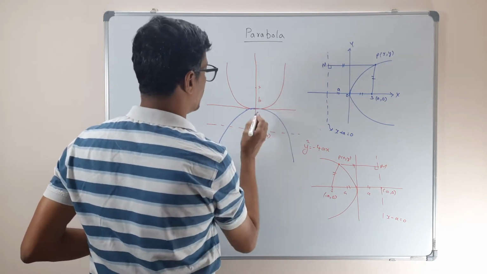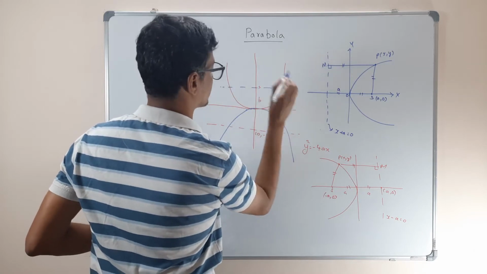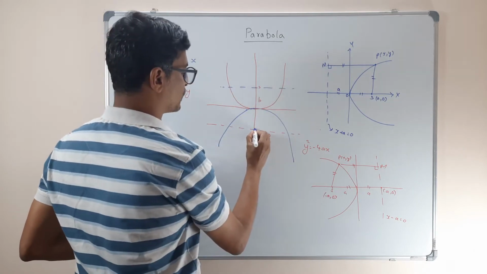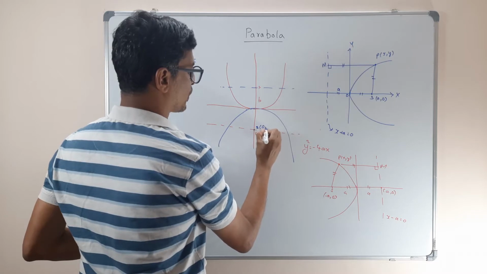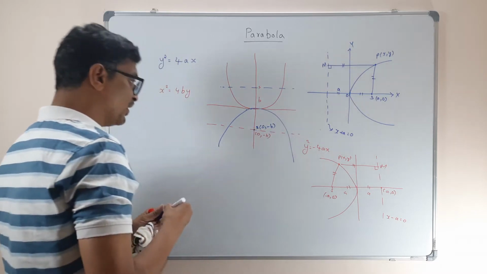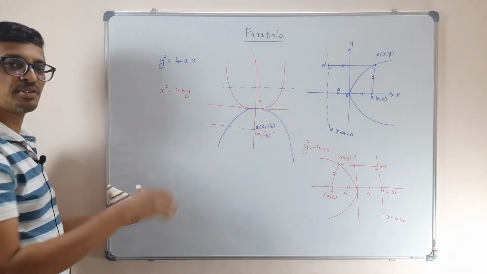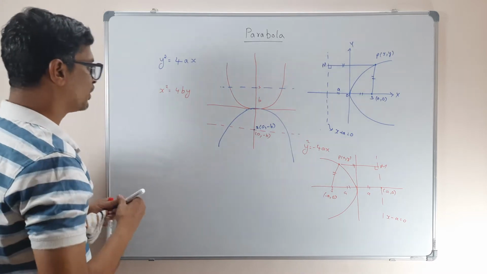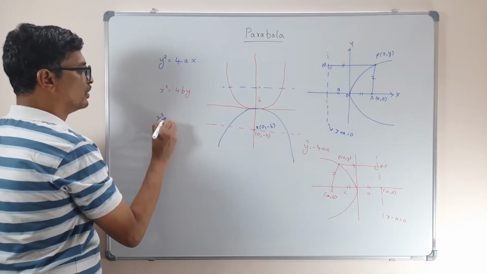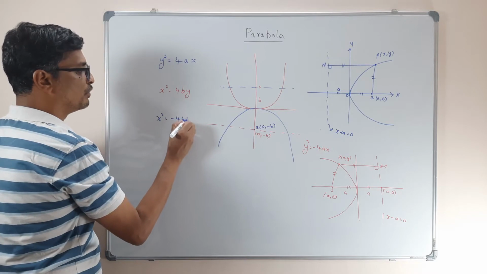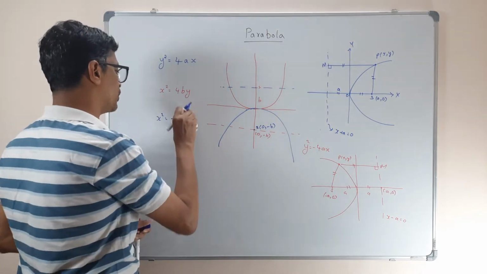This is a parabola and this is your directrix. Correct? And this is your focus S, that's equal to (0, -b). So it's exactly opposite, y becomes negative. So then in that case what happened? Your x squared equals minus 4by.